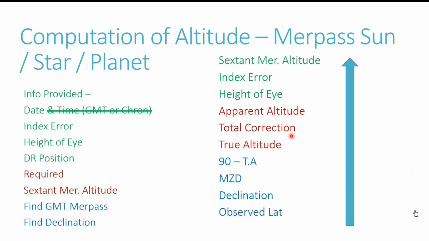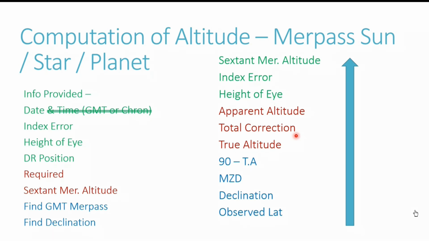Now there is one problem here which we face. The total correction is obtained from the nautical almanac, from the total correction tables. And this total correction table is entered using the apparent altitude. Now in this case, we do not have the apparent altitude with us. What we have is the true altitude. So how do we obtain the total correction?